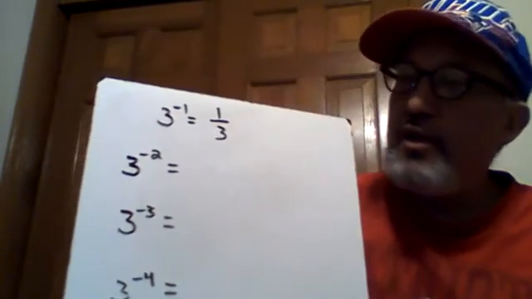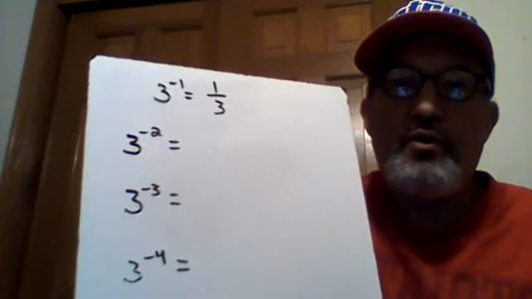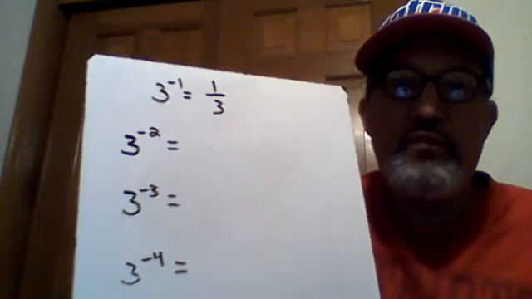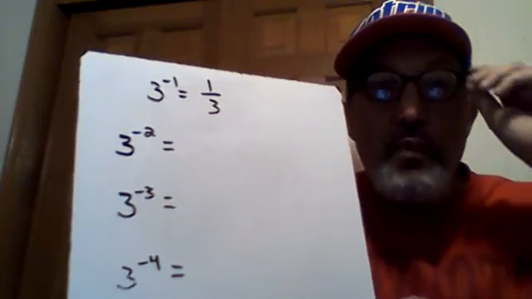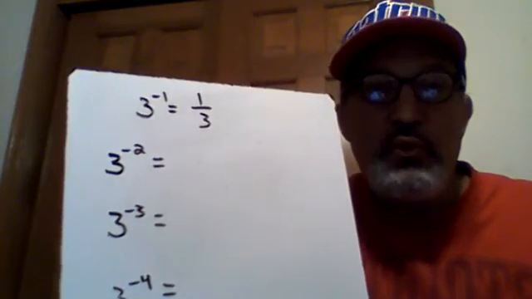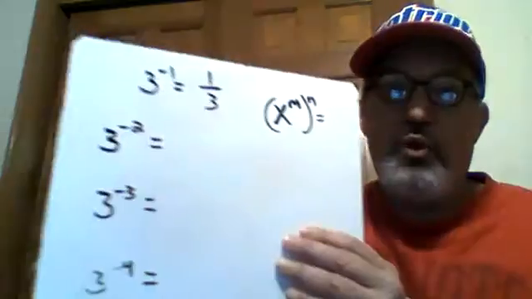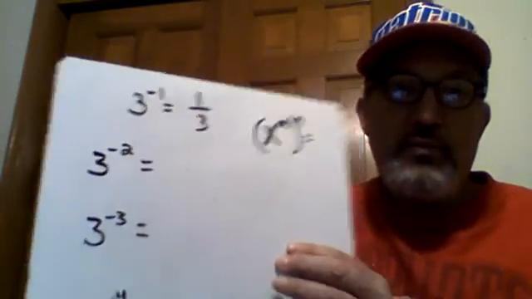We know that 3 to the -1 is 1/3. Well, how about 3 to the -2, 3 to the -3, 3 to the -4, and so on? Well, at this point, we're going to rely on rule number 2. Rule number 2 tells us that when you have x to the m power, and then you raise that to the n power, you multiply the exponents. This becomes x to the m times n. This is rule number 2.